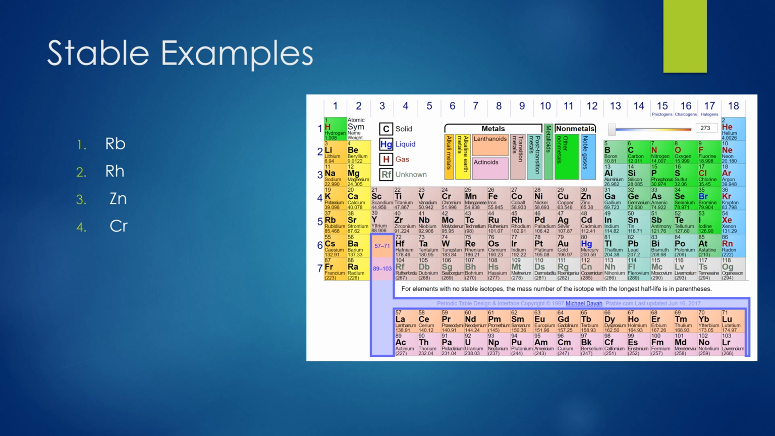Alright, so let's move on to some examples. Now these are stable examples, meaning that these are neutral compounds. They're not cations or anions, they're just neutral. So we will get into ions in the second round of examples. So let's look at rubidium. So this element, as you can see, is right here. So it is in the 5s orbital.